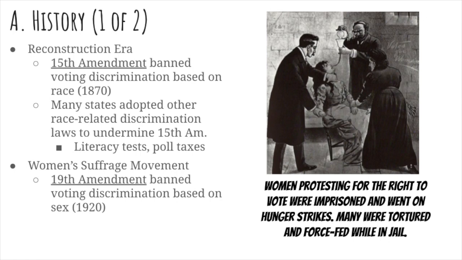So at the end of the Civil War, the first major milestone in expanding suffrage rights was the 15th Amendment. The 15th Amendment banned voting discrimination based on race, but not by sex. And so basically what this did is it gave the franchise to former enslaved men. However, many states adopted other race related discriminatory laws to try to undermine that.